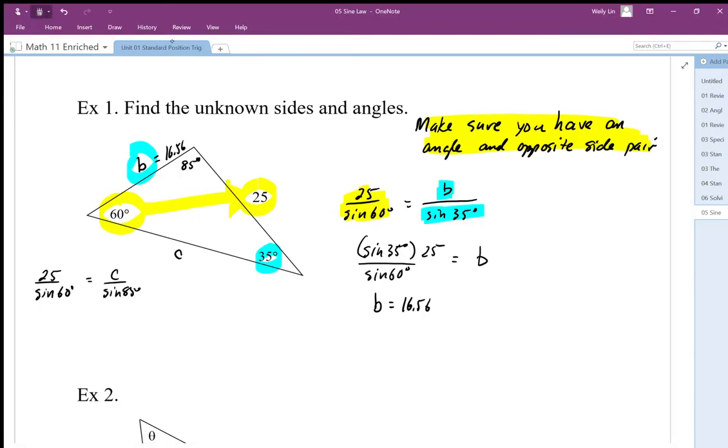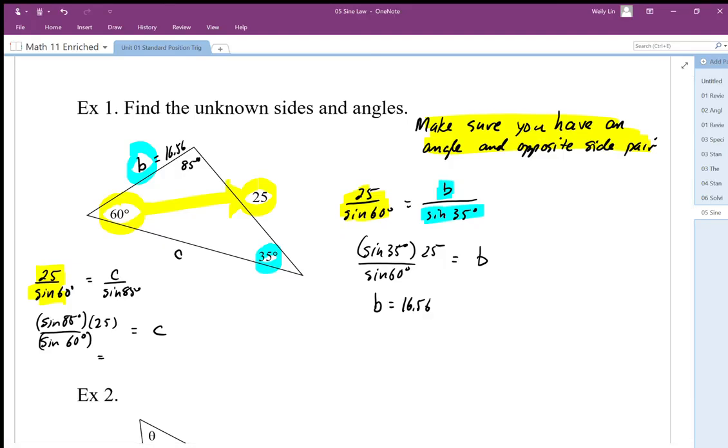Again, we use our given angle side pairing to solve for some unknown angle side pairing. So this ends up being sine of 85 degrees over sine of 60 times 25 as a factor, and that's equal to the length of C.